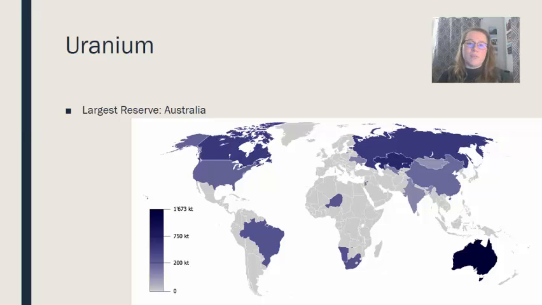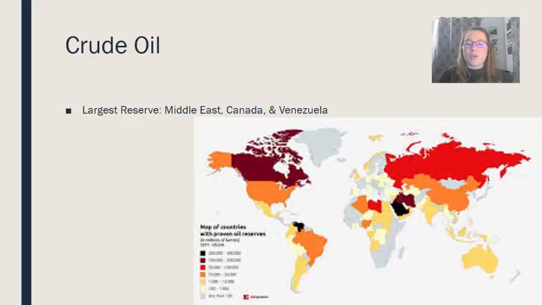We'll start here with uranium, and by far the largest reserve of uranium is in Australia, and you can see that other countries with large reserves of uranium are in those darker purple shades on this map. If we look at crude oil, by far the largest reserves would be in the Middle East and in Canada and Venezuela. Venezuela is that country in northern South America that is very darkly shaded in.